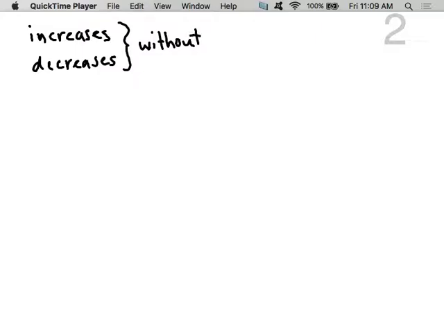I forgot to mention a term. We had an answer there of negative infinity. They like to use these two terms, increases or decreases without bound, which is a fancy way of saying infinity or negative infinity.